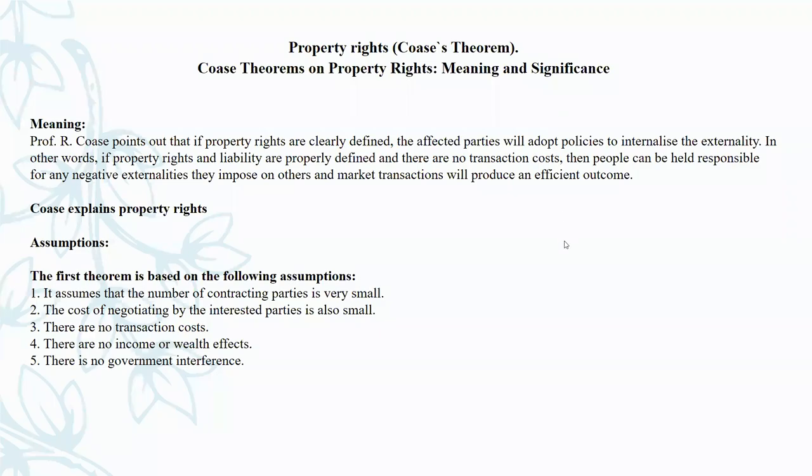Externality problems can be solved through negotiation and mutual understanding between the polluter and the victim, so that the problem can be solved through a negotiation system. That negotiation system does not have any transaction cost. That is what we discussed in the last class.